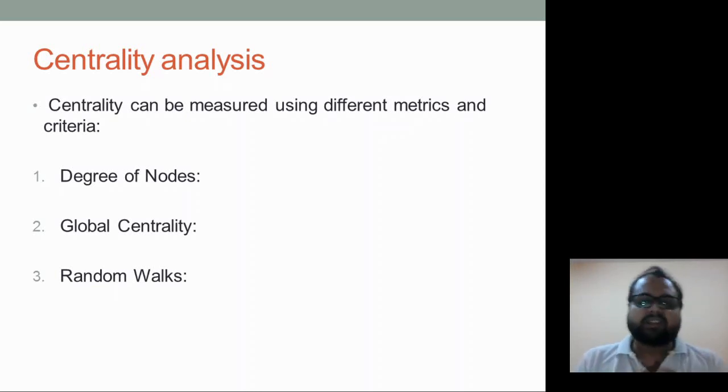Random walks, as it suggests, is how many steps a node needs to take in order to go from one network to another network. Something very similar to your six degrees of separation, or the small world effect: how much one needs to walk in order to cross from one network to another, which shows how good the connectivity is. So these are the three important criteria, or metrics, measured when we are analyzing centrality: the degree of nodes, the global centrality, and the random walks.